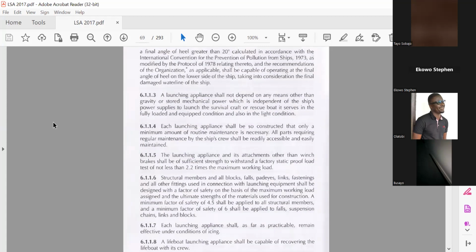When launching these appliances, we should also not depend on any means aside from gravity and stored mechanical power. Stored mechanical power, we can get this power from the ship. These two means, rescue boats.